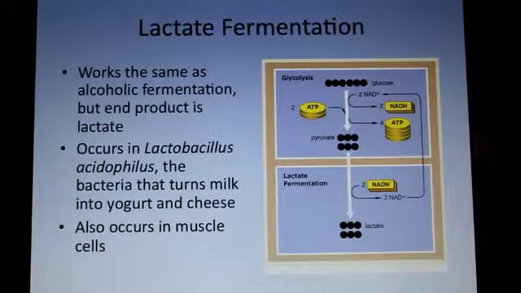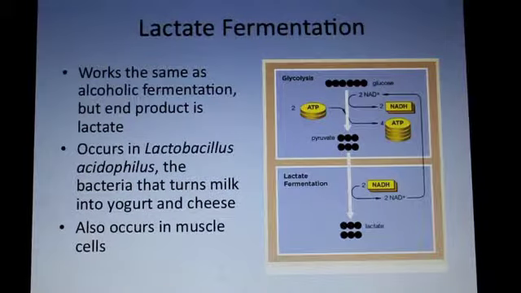Now, there's another pathway that can happen after glycolysis as well. This is another kind of anaerobic respiration called lactate fermentation. The end product of this is lactate, which is a slightly different sugar. This is what the bacterium Lactobacillus acidophilus, there we go, does. That is the bacteria that turns milk into yogurt and cheese. So that bacterium does anaerobic respiration, and it makes yogurt and cheese.